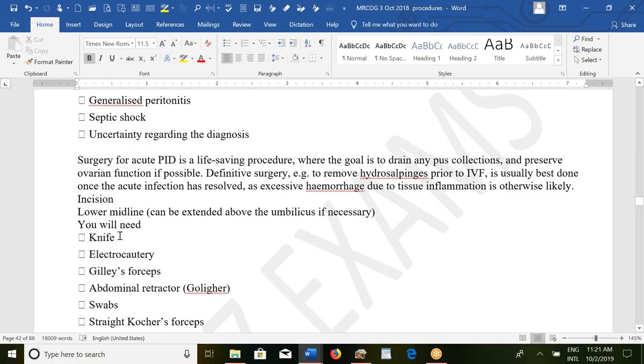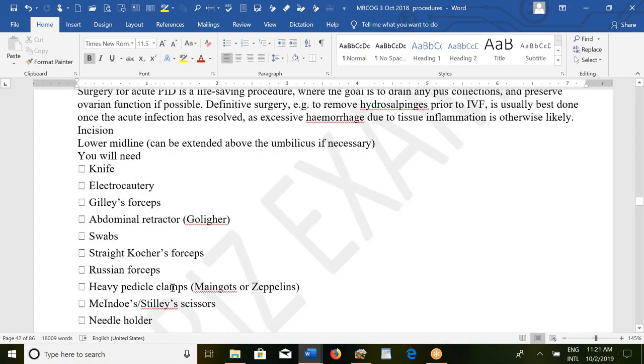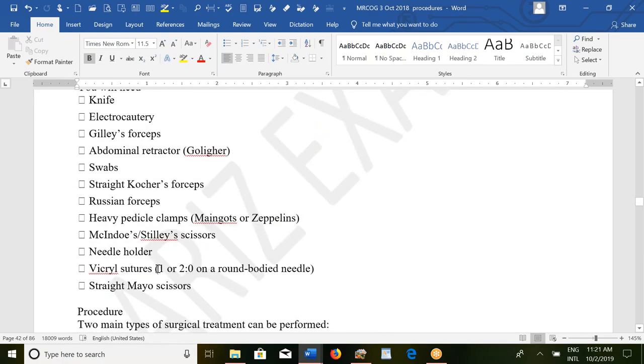Then which instruments are helpful? You need a knife, electrocautery, Gillies forceps, abdominal retractor. They can use different types of retractors, like simple ones, tourniquets, swabs, straight Kocher's forceps, and Russian forceps, heavy pedicle clamps, like Mayo or Zeppelin. These are the larger ones. We use them during hysterectomy also. Then McIndoe's scissors, needle holder, then Vicryl. You can use one or two. It should be on the round body.